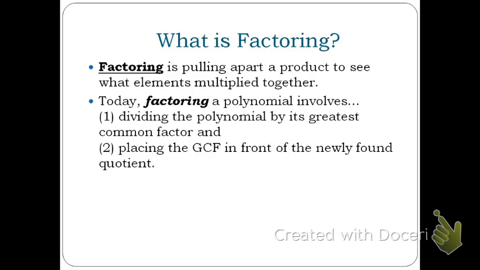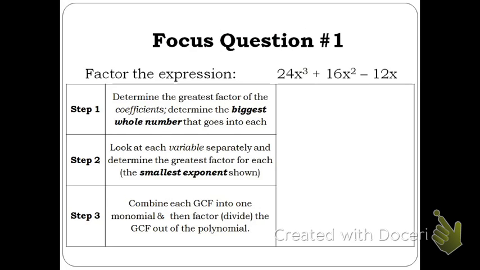Now with factoring, the two steps that we're really going to focus on: we want to divide the polynomial by its greatest common factor. Now once you find the greatest common factor, you're not done. Factoring requires you to also put the GCF out front and then put the newly found polynomial, or quotient as I have it, in parentheses, and we'll see that with example 1.